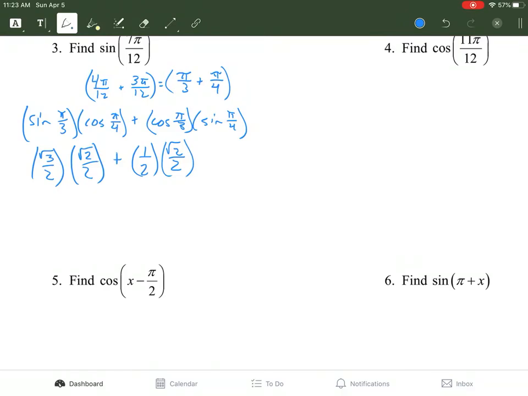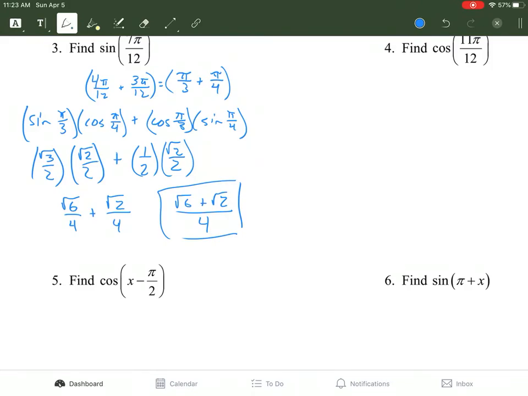So again, we multiply out the fractions. So root 3 times root 2 is going to be root 6 over 4. And then 1 times root 2 is going to be root 2 over 4. We add those together, we're going to get root 6 plus root 2 all over a common denominator 4.